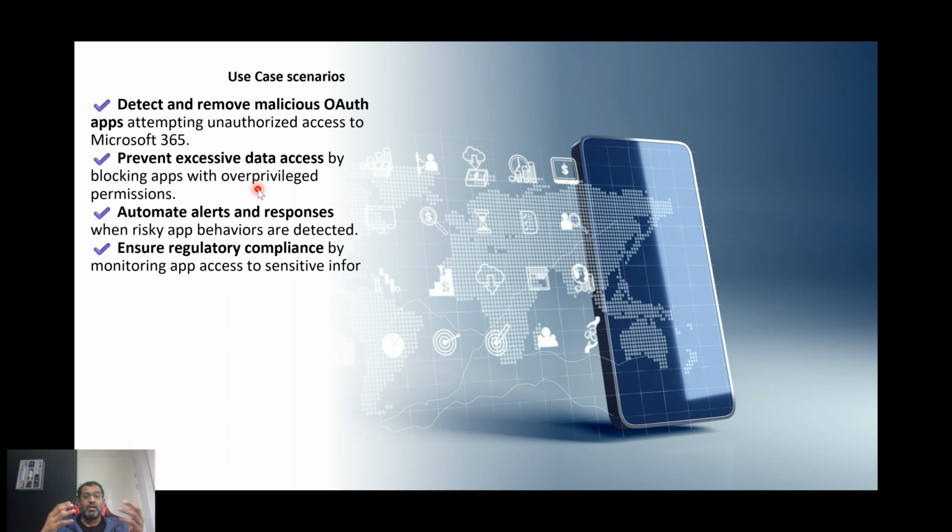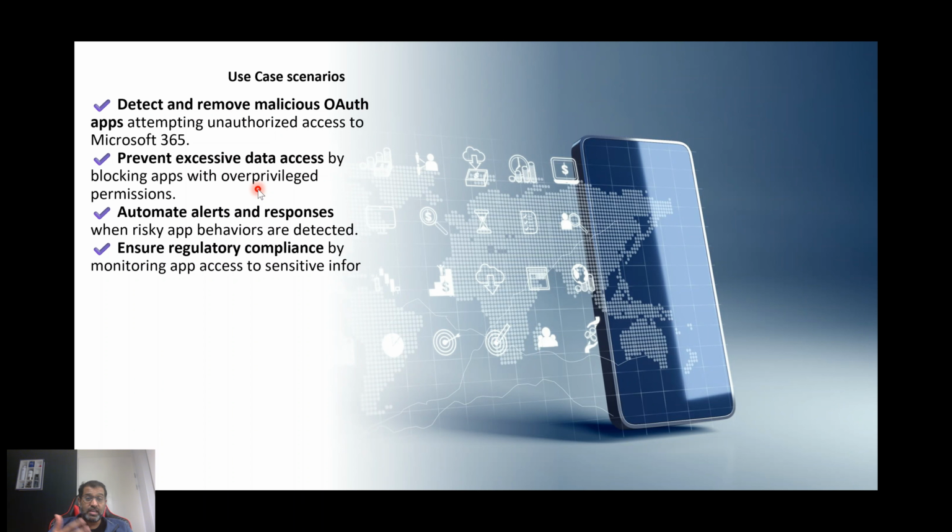When any OAuth application is compromised or registered in your tenant, the first thing is they have more access to your Microsoft 365 data, which is not good. And the second one is they get more excessive data, so you have to prevent this. You can prevent this by having preventive policies that can block all these kinds of malicious apps. And you also have the automated alerts and responses.